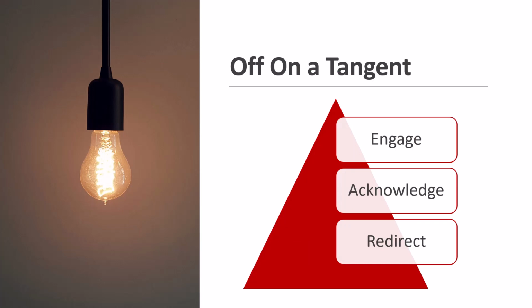Off on a tangent. This is by far the most difficult to manage in a meeting. The biggest challenge is to redirect without offending the participants. Using the EAR technique helps to do this in 3 simple steps. Engage the conversation by becoming a contributor for a moment. The goal is not to carry the conversation but to gain some control by getting the meeting floor.